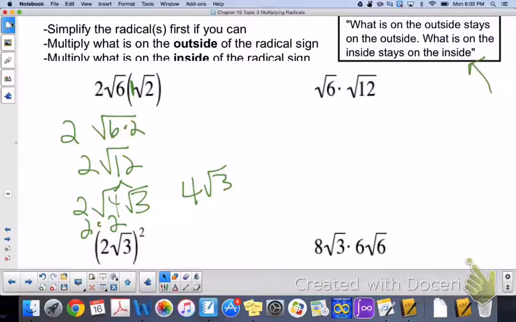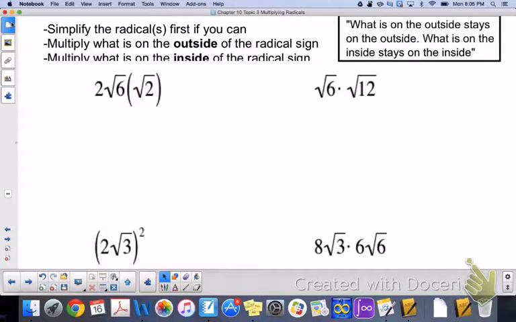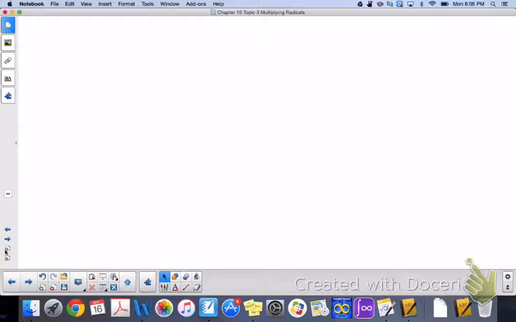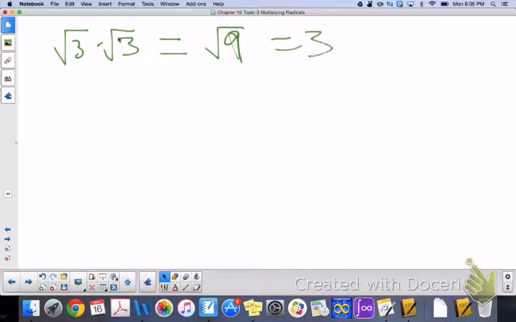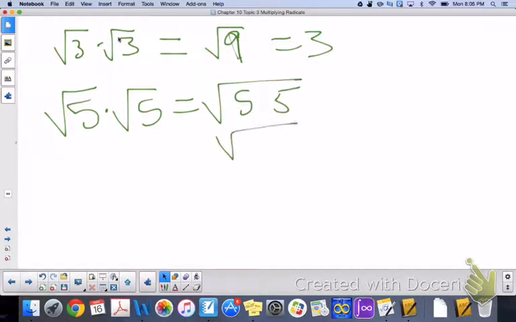Now, it says simplify the radical first if you can. With this one, something I want you to understand is that, I'm going to back this slide up for a second and show you something. So, if we have root 3 times root 3, and we multiply those, 3 times 3 is 9. What is the square root of 9? Yeah, it is 3. Okay? Say we have the square root of 5 times the square root of 5. They're on the inside, so we can multiply. 5 times 5 is 25. And then what is the square root of 25? 5.